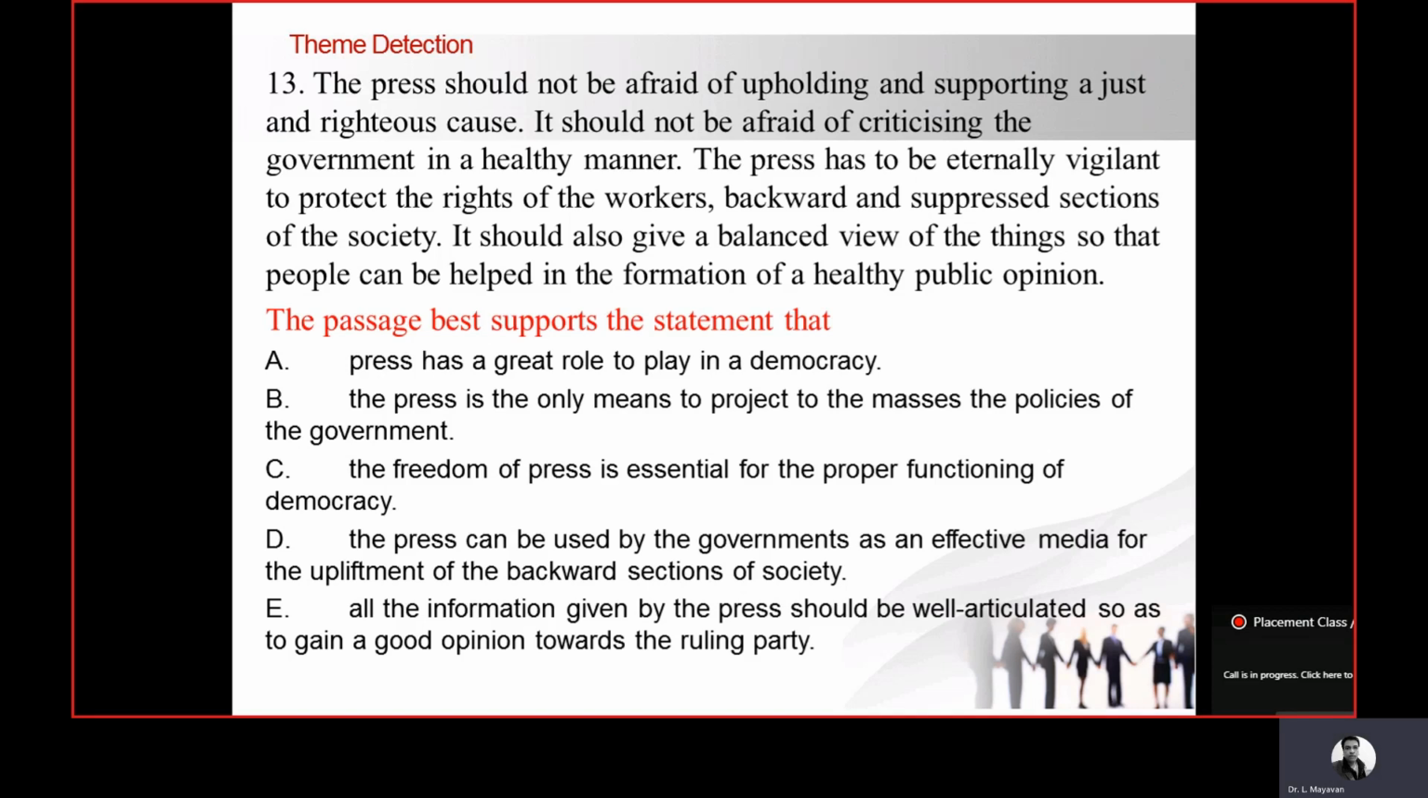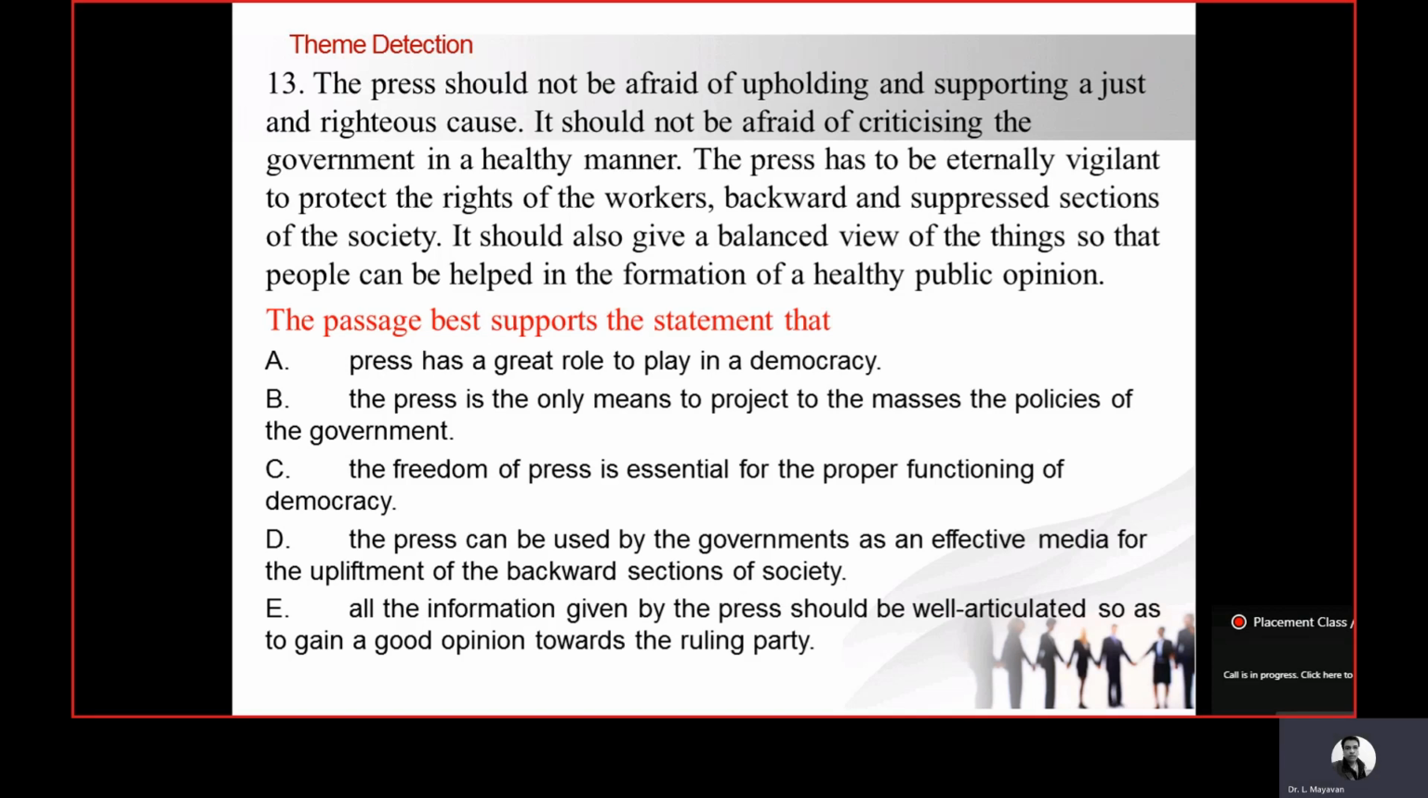Now let us read the passage. The press should not be afraid of upholding and supporting a just and righteous cause. They should not be afraid of criticizing the government in a healthy manner. The press has to be eternally vigilant to protect the rights of the workers, backward, and suppressed sections of the society. It should also give a balanced view of things so that people can be helped in the formation of a healthy public opinion.